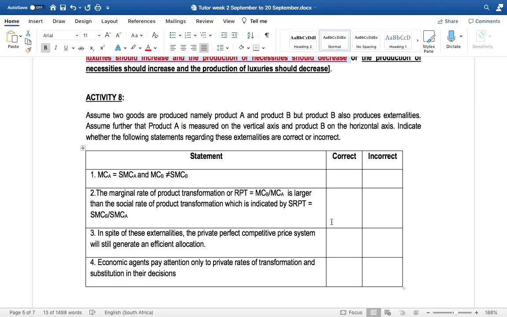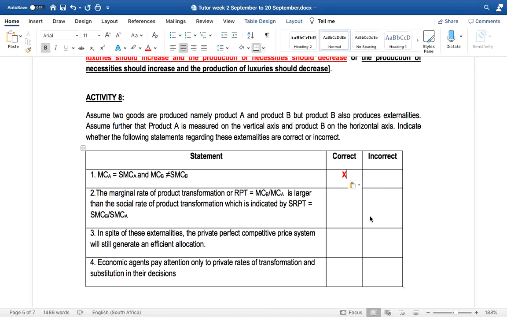Marginal cost of good A is equal to social marginal cost of good A, and marginal cost of B is not equal to social marginal cost of B. This is correct. Remember, we said that product B produces externalities, so that would mean your social marginal cost is greater than your marginal cost for product B. So that's also correct, as we say it's not equal.